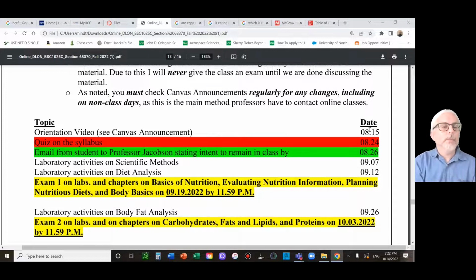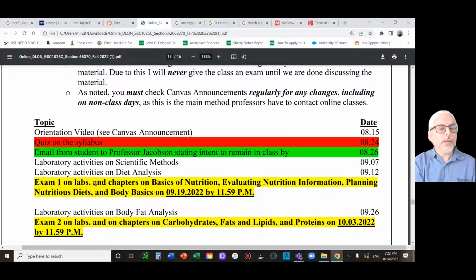Things change. There's your quiz and your syllabus, like I noted earlier, on the 24th. An email from you to me, to my agency email, saying you want to stay in by the 26th. Now, these 2 dates, like all labs, are just suggestions. You can do them whenever you want between the start, 8:15, and your first exam on September 19th. They're just suggestions. But a concrete date is your first exam. Exam 1, September 19th by 11:59 p.m.